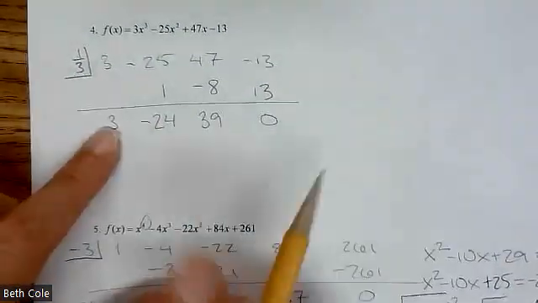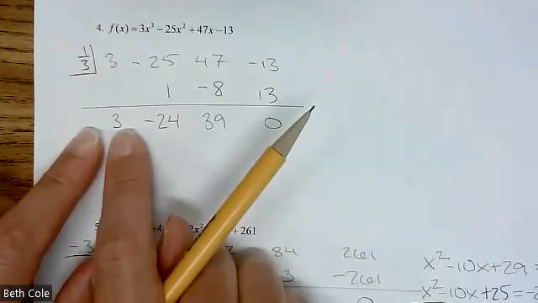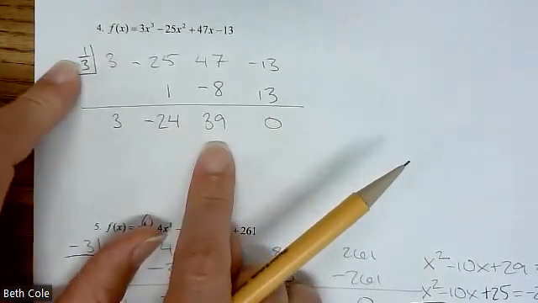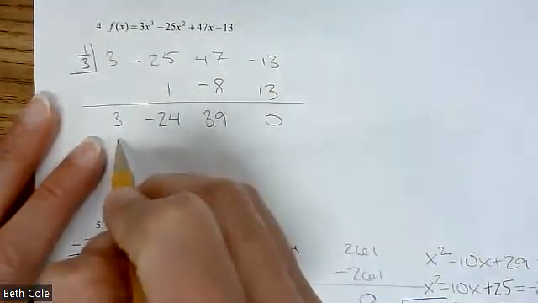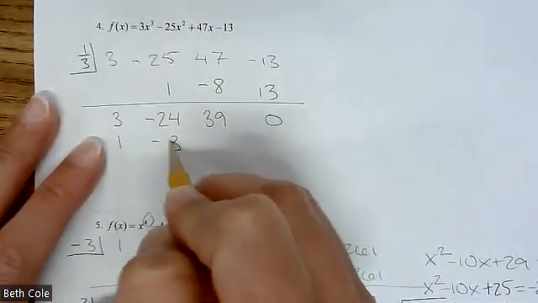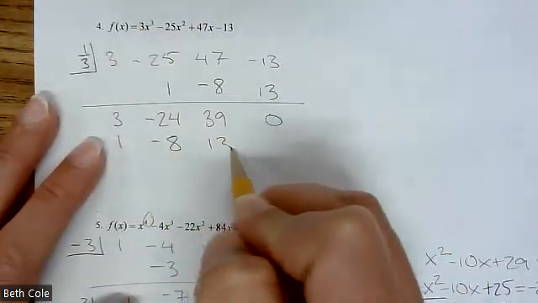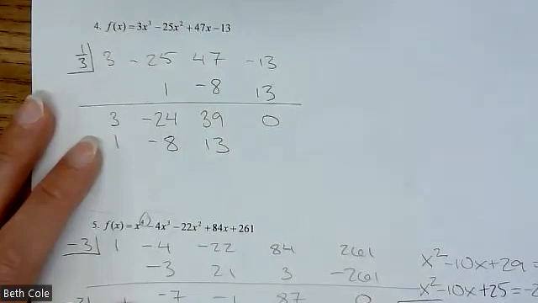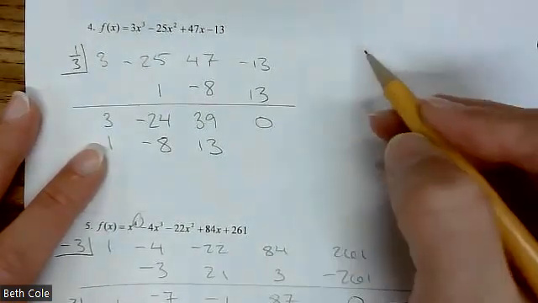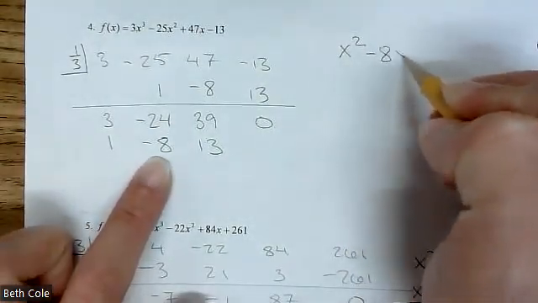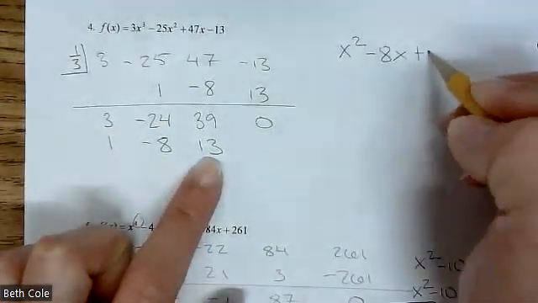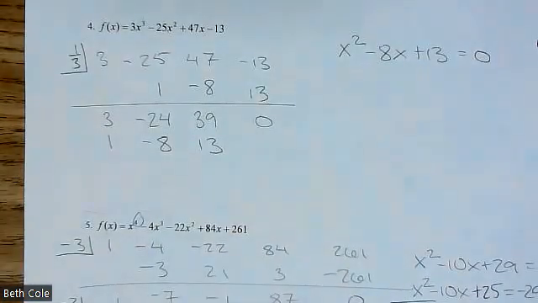All right, so do you see how all of these divide by 3? That's going to happen whenever there's a fraction over here. So what I would do is divide them all by 3. It's like reducing a fraction. You just want to make the numbers smaller. So if I divide them all by 3, it'll be 1, -8, 13. And then we have to work out what the other ones are. So this is going to be 1x squared minus 8x plus 13 equals 0. As a heads up, it's not going to factor.